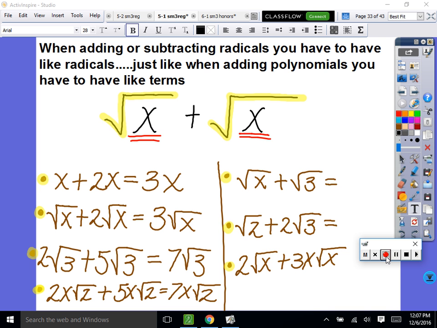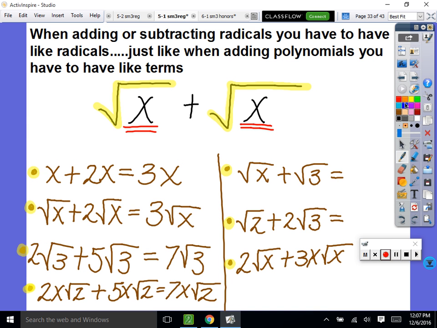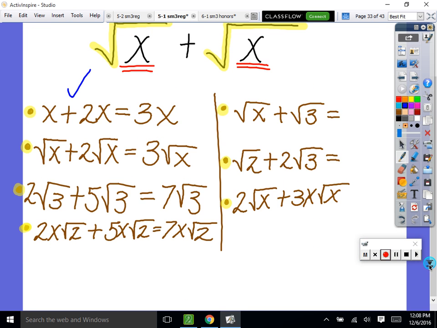So x plus 2x equals 3x, true? Yes, those are like terms, so we combined like terms. Did you write down the rule? I didn't see anybody writing. Okay, write that down. All right, everybody focus. So x plus 2x, those are like terms, that's 3x. So 1 square root of x plus 2 square roots of x, like terms. How many square roots of x does that give us? 3 square roots of x.